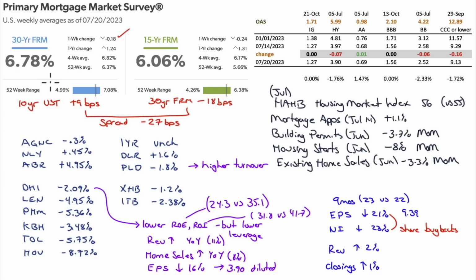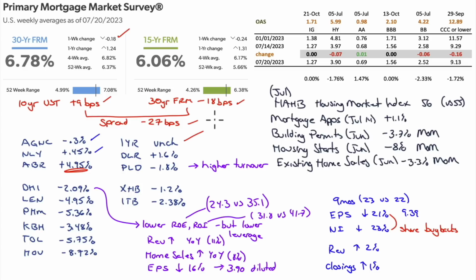The 10-year Treasury Thursday over Thursday was up 9 basis points. Mortgage rates down 18, so the spread has contracted 27 basis points. Didn't do much to help agency. Basically flat, down 0.3% annually, up 0.45. ABR continues to win, up another almost 5%.